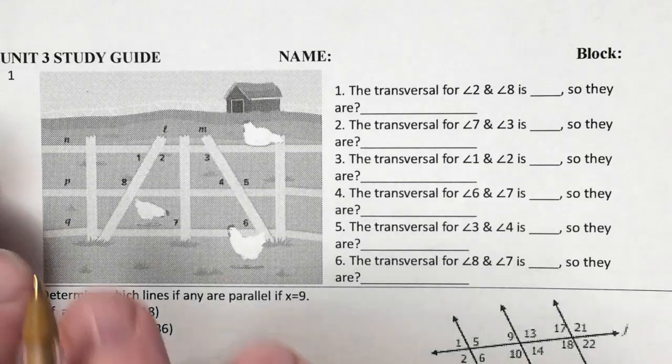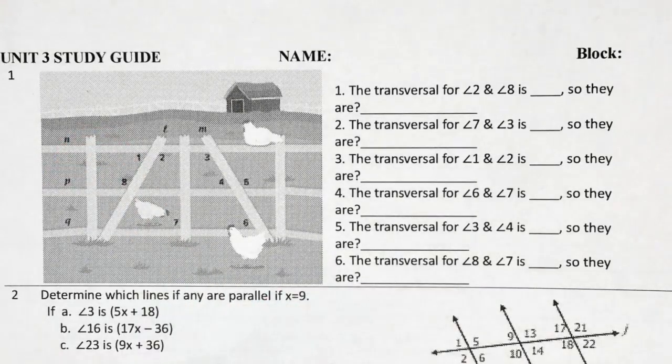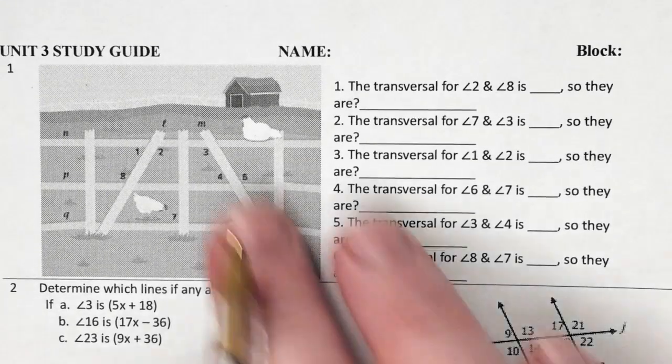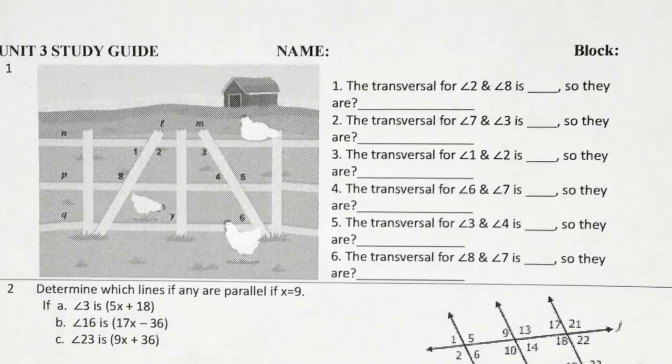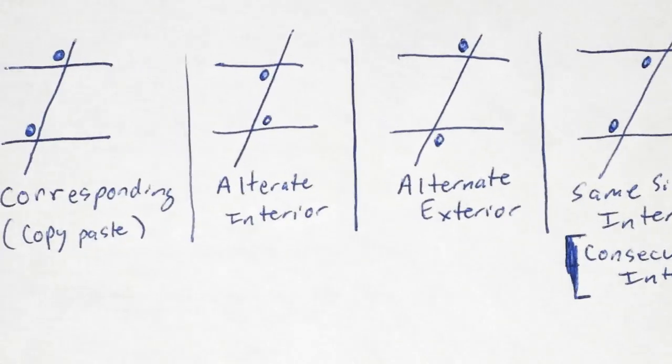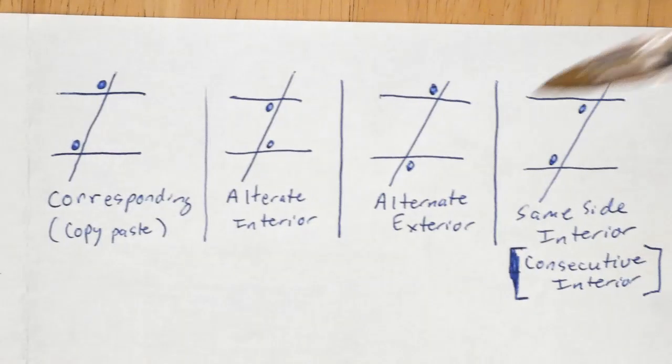Good day, everyone. We're going to be doing the Unit 3 study guide, which is on parallel lines and transversals, and also on logic. All right, so for number one, the first thing we're going to do is a little recap. I already wrote a little bit of notes here just as a reminder.